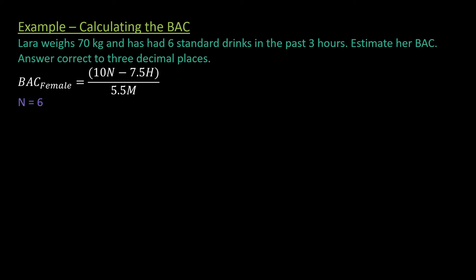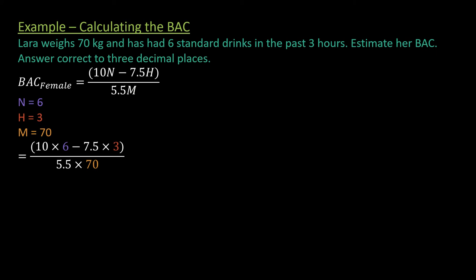So we have to define our variables first to substitute. N equals 6 because that's the number of standard drinks. H equals 3 because that's how many hours she was drinking for. And M is 70 because she weighs 70 kilograms. So we just make sure we substitute those in the right place. So we have (10 x 6 - 7.5 x 3) / (5.5 x 70).